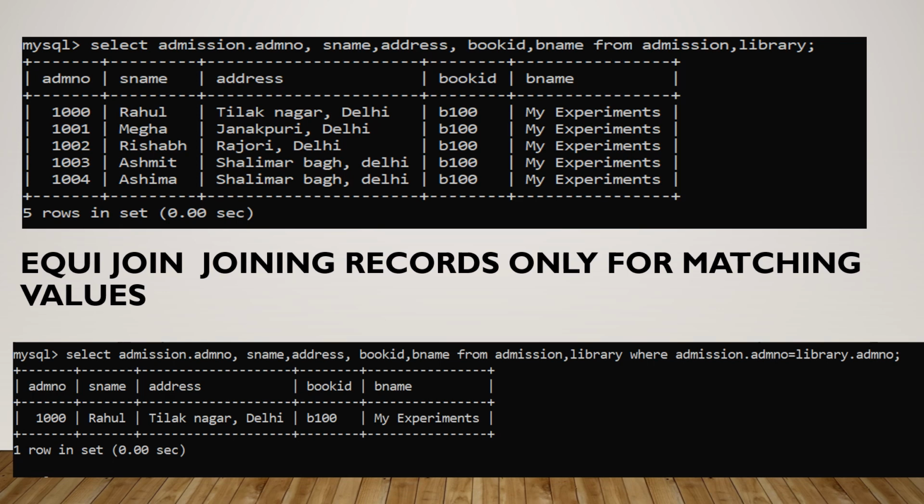Where admission dot admission number is equal to library dot admission number. It is saying that wherever the values are equal, you are supposed to join only that row from admission and from library. You do not need to join all the other rows, and you are getting only one person who has issued the book. I am getting the name, address, book ID and book name only for Rahul, because he was the only person who issued the book. So I hope you have understood.